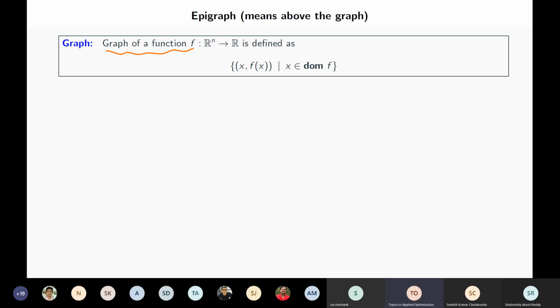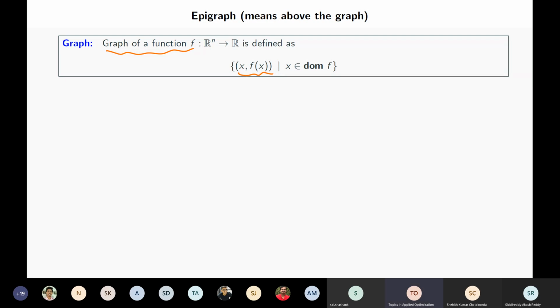Yeah, so let us go to the epigraph. First of all, we recall what is a graph. So graph of a function is the pair (x, f(x)), where x is in the domain of f. Okay, so this is the way graph is defined.